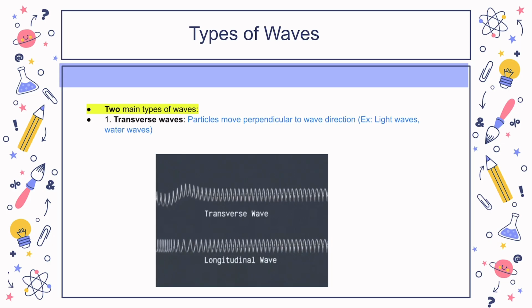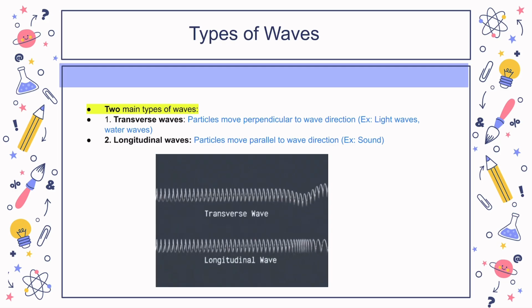You have transverse waves, in which the particles move perpendicular to the wave direction. An example of this would be light waves or water waves. And then you have longitudinal waves, where the particles move parallel to the wave direction. If I look at the diagram over here, in the transverse wave, the slinky is being shaken up and down while the pulse moves left to right. In the longitudinal wave, it is being shaken left to right while the pulse also moves left to right. So it's parallel.